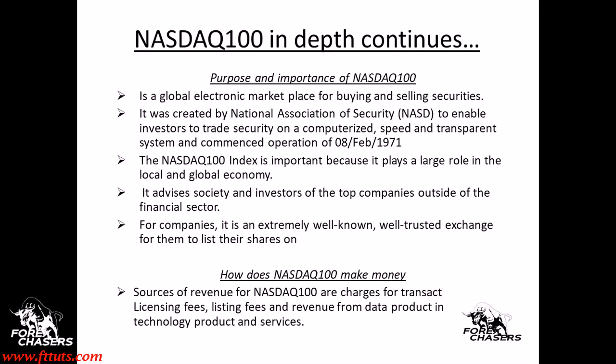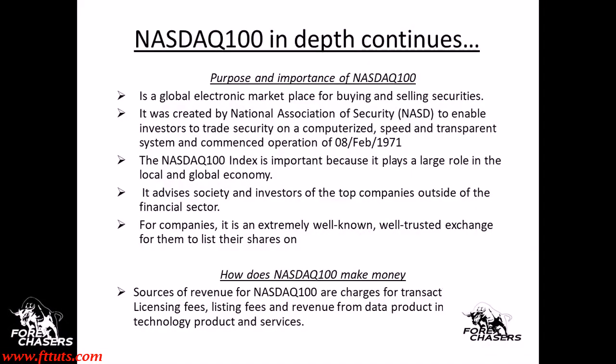It advises society and investors of the top companies outside of the financial sector. For companies, it is an extremely well-known, well-trusted exchange on which to list their shares. So Nasdaq is well-known and well-trusted. Investors have a lot of trust in investing on Nasdaq because it is well-known and well-trusted. This is another important reason and purpose of Nasdaq: investors can invest because it is well-known and trusted.